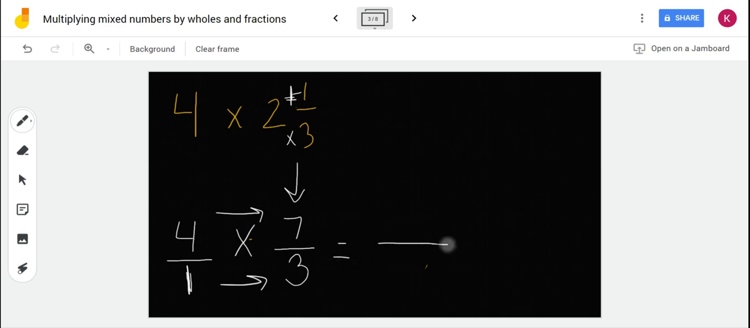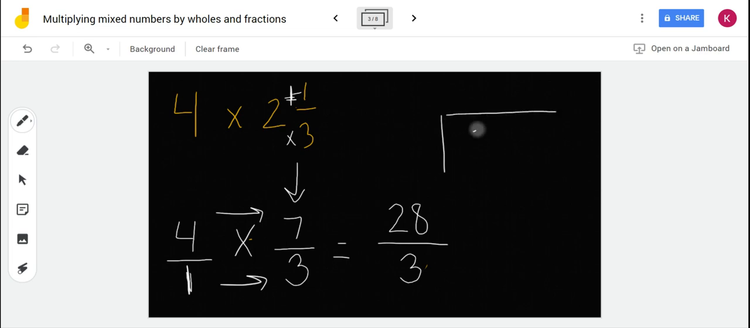So here, my numerator, go ahead, yell it out. What's it going to be? You said 28. You're right. And my denominator should be what? Hopefully you said 3, because 3 times 1 is 3. But this is an improper fraction, so I need to change it.